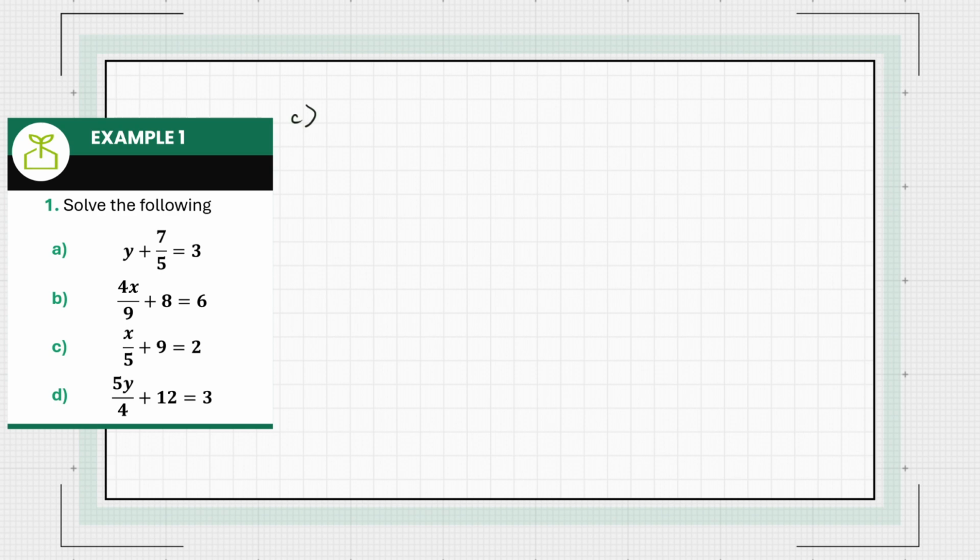For C, we have x over 5 plus 9 is equal to 2. So let's take away 9 from both sides. Alright, we're left with x over 5 is equal to negative 7. In order to get rid of the divided by 5, we multiply both sides by 5. Now we're left with x is equal to negative 35.